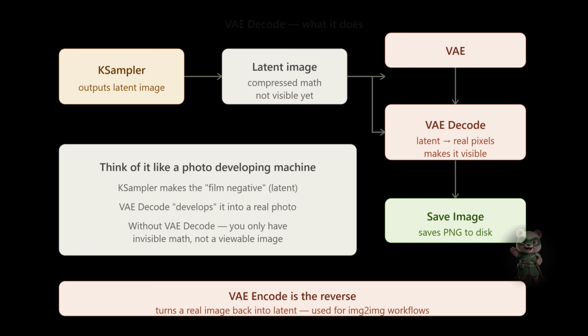The VAE comes from the load checkpoint node. The same model file contains the VAE built in. That's why you connect the VAE output from load checkpoint directly into the VAE Decode node.